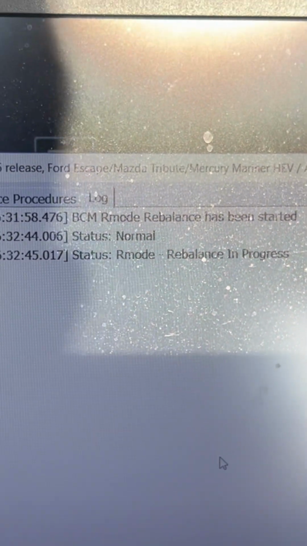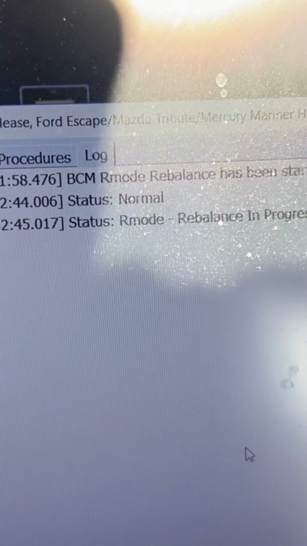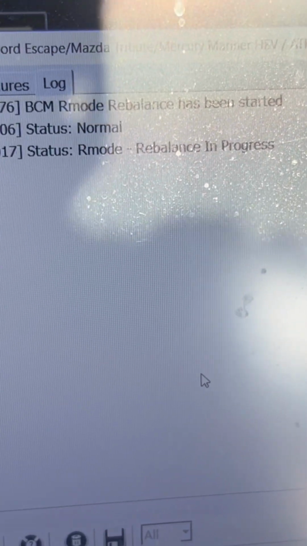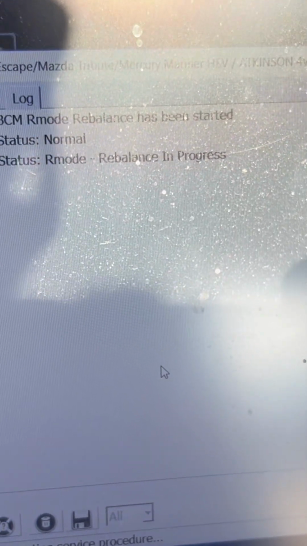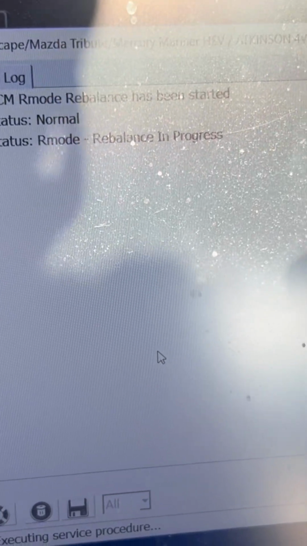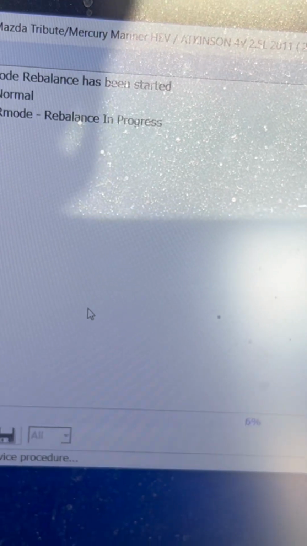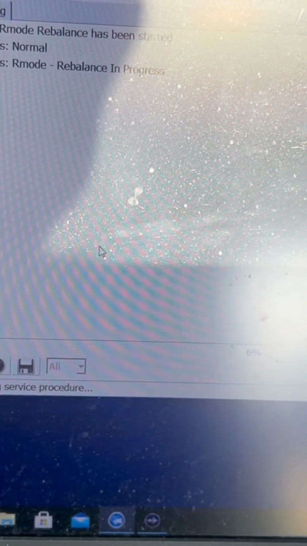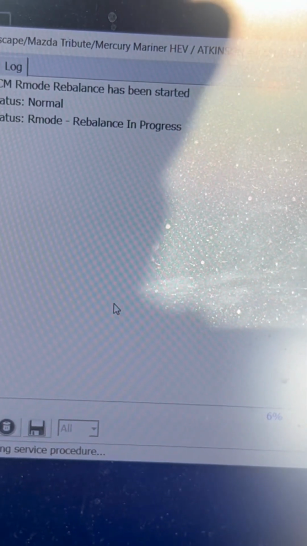Now 5%, so this will actually probably be some sort of fixing the hybrid battery properly, so it will make the voltages between the modules the same, so the charging, discharging, and the assist will be in very optimal or very good condition. So we'll see. It's 6%, so it's probably going to take close to an hour, depending.